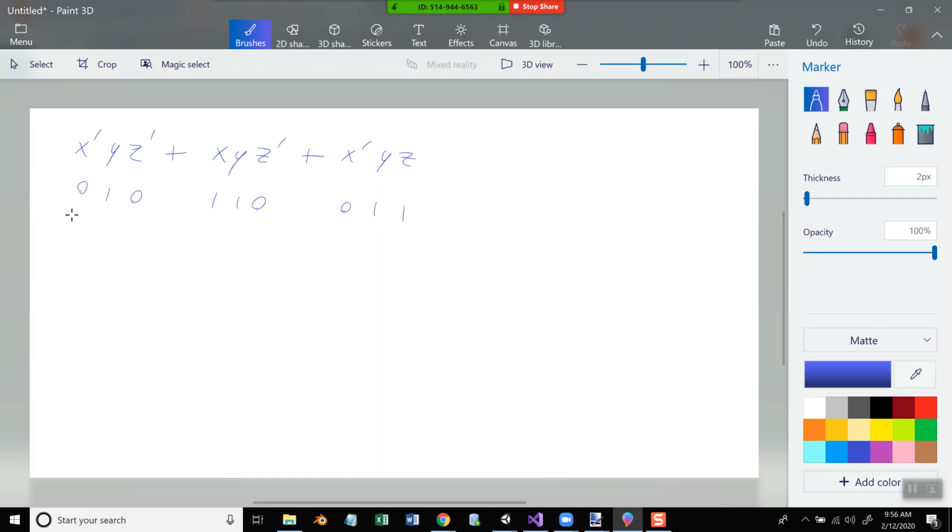Well, if I think again of this as 2 squared, 2 to the first, 2 to the 0, this number right here is 2. So this would be little m sub 2. This one, again, 2 squared, 2 to the first, 2 to the 0. This is 4 plus 1, which is 5. So that'd be m sub 5.